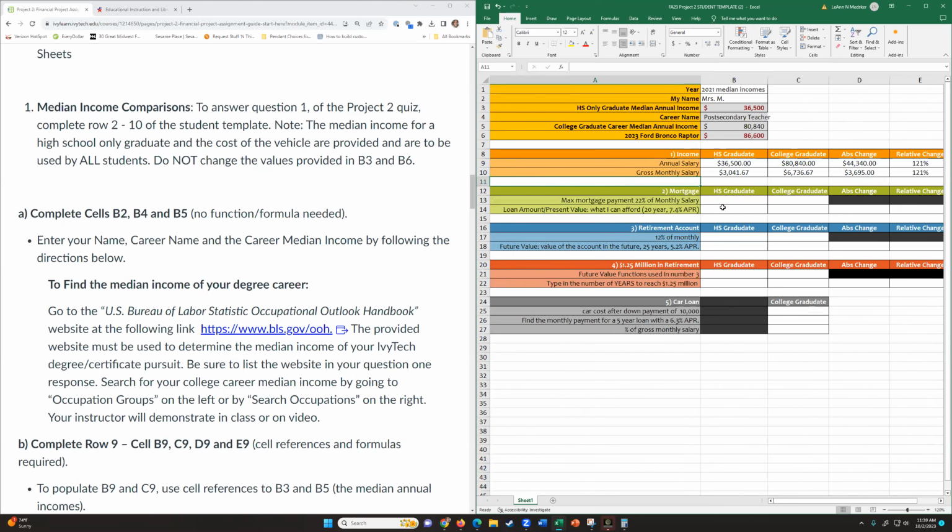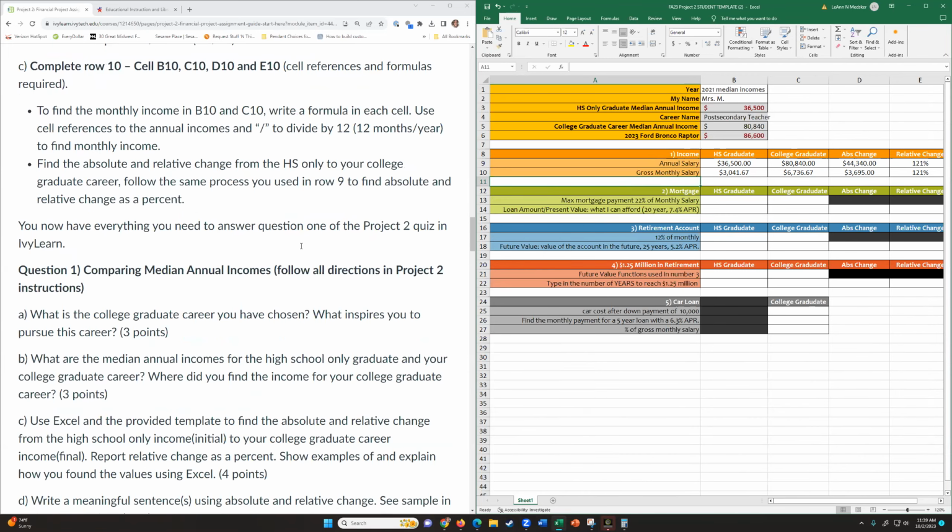Why we needed that, though, is for question 2, we're going to be talking about mortgages, and then question 3, we're going to be talking about retirement. Both of those are based off of your monthly salary because, remember we talked about in class, a certain percent of your monthly salary goes to your mortgage, a certain percent of your monthly salary should go to your retirement each month.